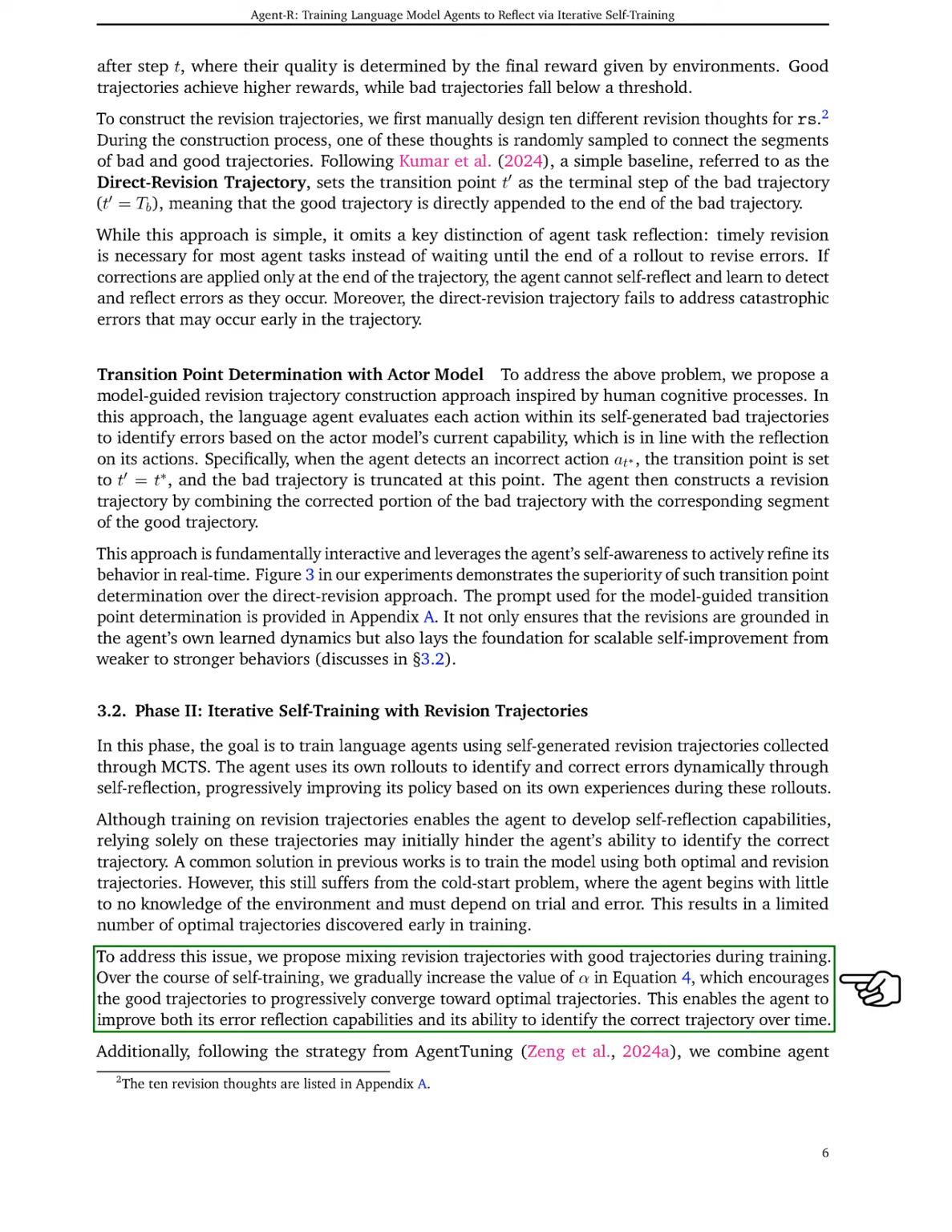To tackle this, we suggest mixing revision trajectories with successful ones during training. As we progress through self-training, we gradually increase a specific value to encourage good trajectories to align more closely with optimal ones. This helps the agent improve its error reflection and trajectory identification over time.